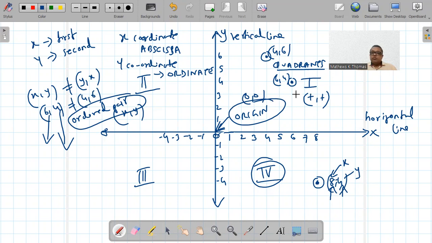This is the first quadrant. Both numbers will be positive. If you look at the second quadrant, x is negative, but y is positive. So here we are having a negative and positive combination.